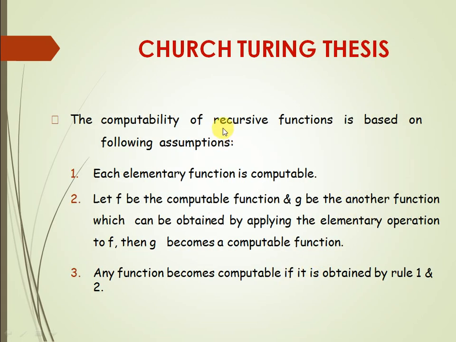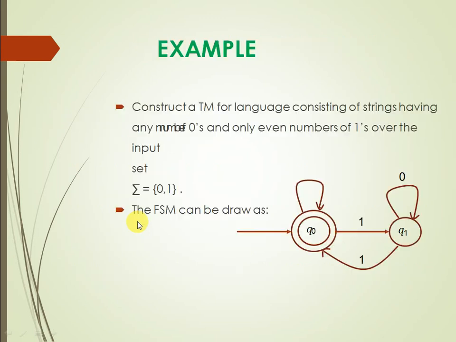The computability of recursive functions is based on the following assumptions. Each elementary function is computable. If f is a computable function and g is another function, then g can be obtained by applying elementary operations on the function f. Any function becomes computable if it is obtained by the first and second rule repetitively.